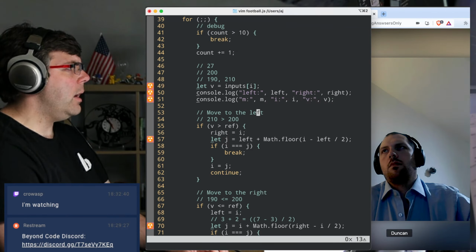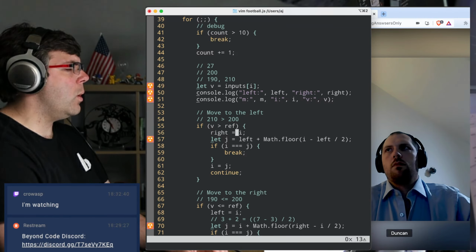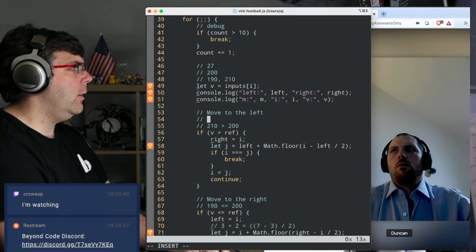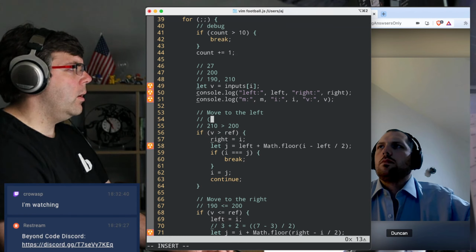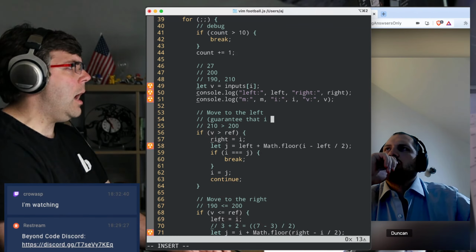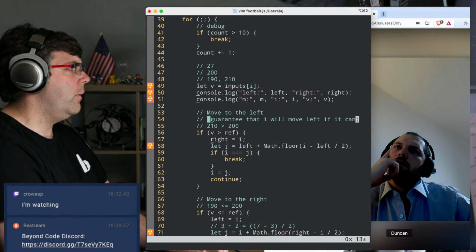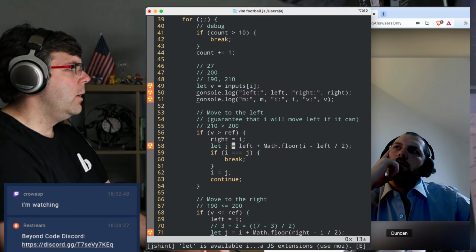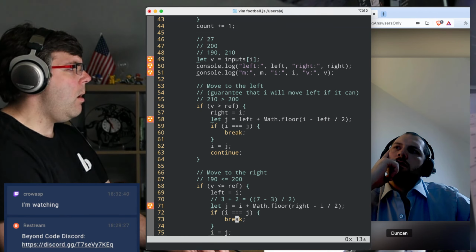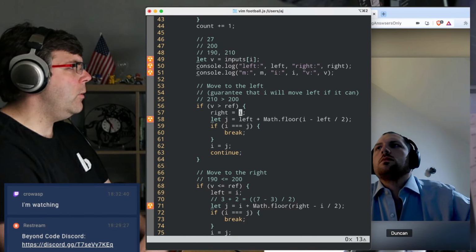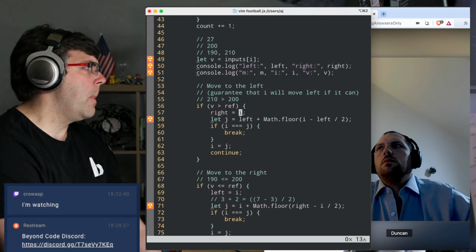Are we guaranteeing that I will move to the left or break out of this? That I will move to the left if it can. All right, guarantee that I will move left if it can. That's what we want to guarantee. So can we guarantee that in all cases, this will cause I to move to the left if it can? It causes the boundary to move to the left if it can.